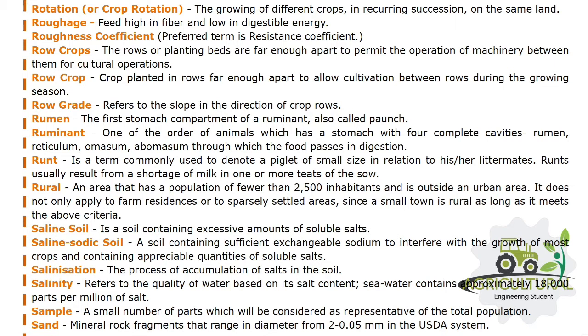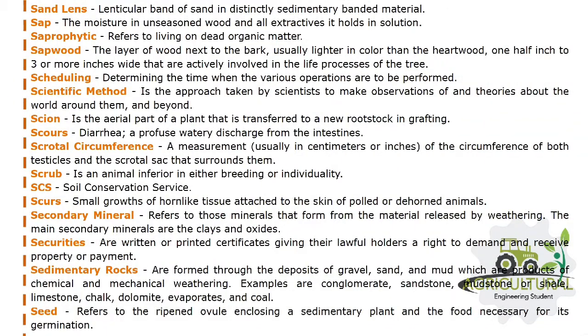Salinity refers to the quality of water based on its salt content. Seawater contains approximately 18,000 parts per million of salt. Sample, a small number of parts which will be considered as representative of the total population. Sand, mineral rock fragments that range in diameter from 2 to 0.05 mm in the USDA system. Sand lens, lenticular band of sand in distinctly sedimentary banded material.